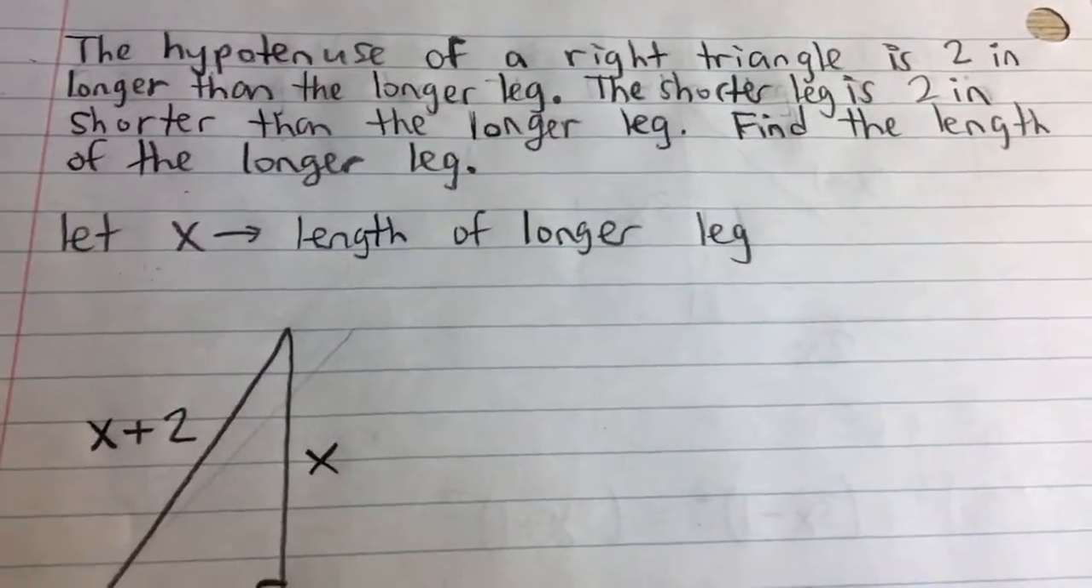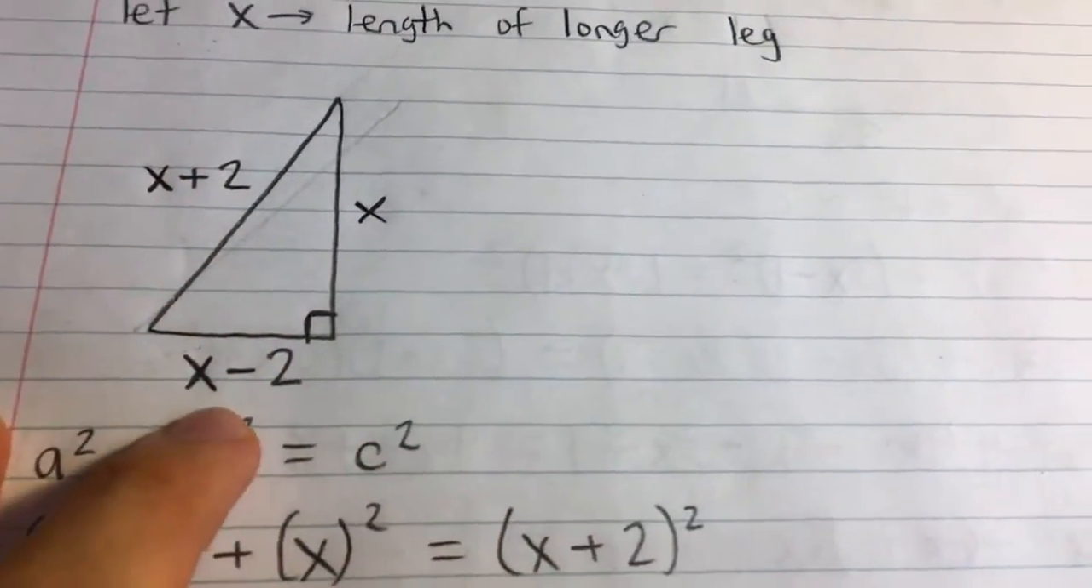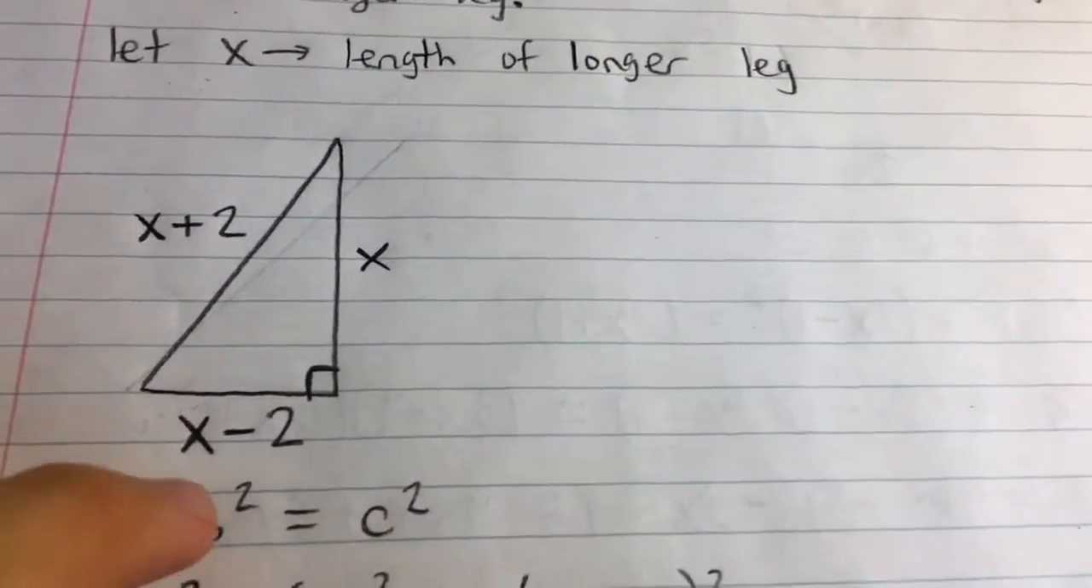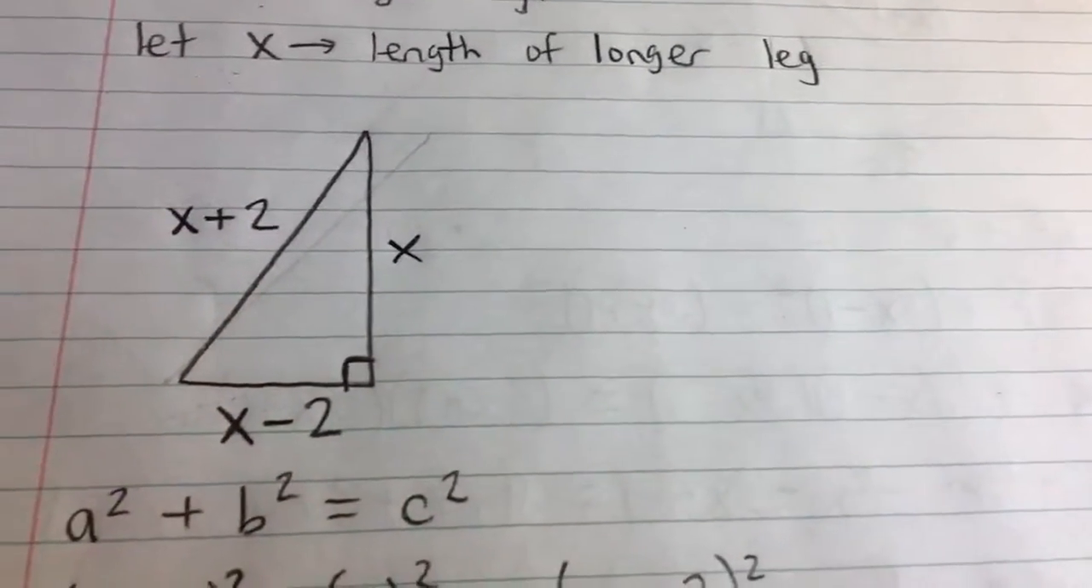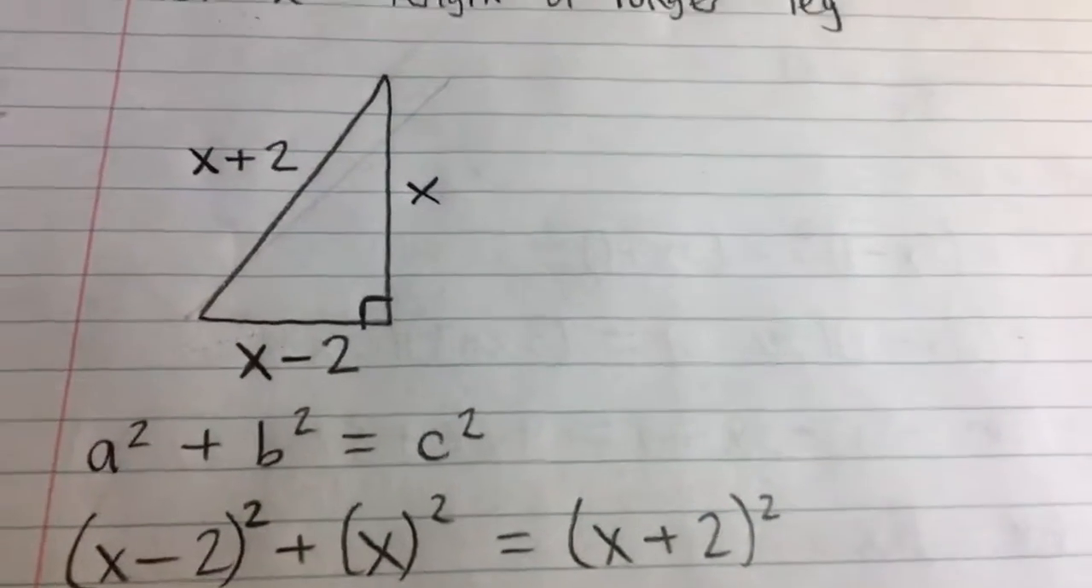Similarly, the shorter leg is 2 inches shorter than the longer leg. So whatever x is, subtract 2 inches from it, and that will be the length. Now we have expressions for all 3 sides of the right triangle, so we can use the Pythagorean theorem to relate all 3 sides.